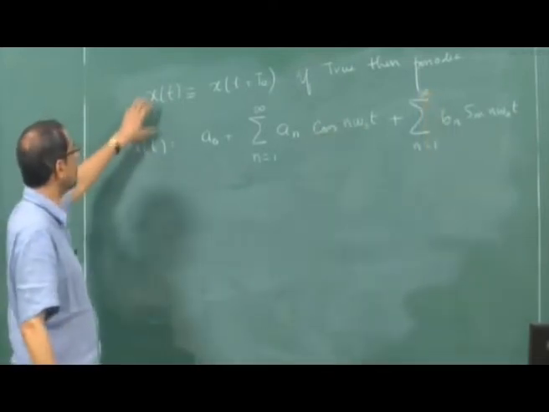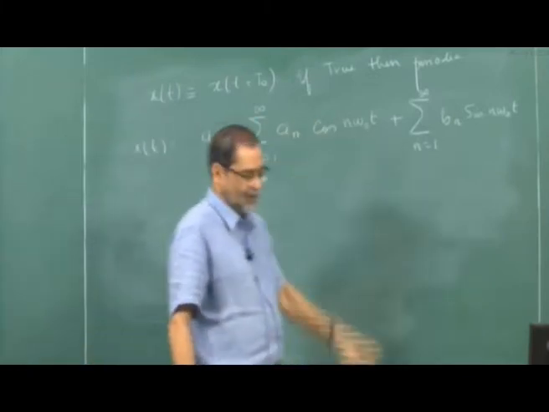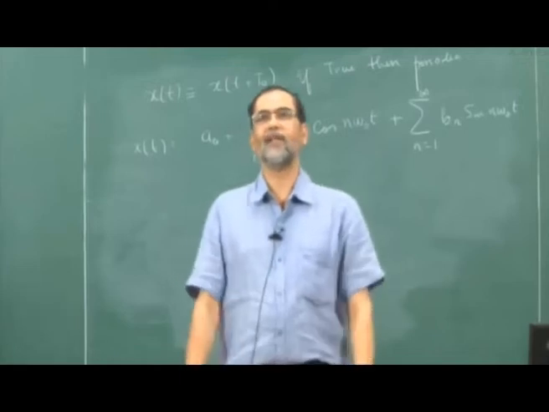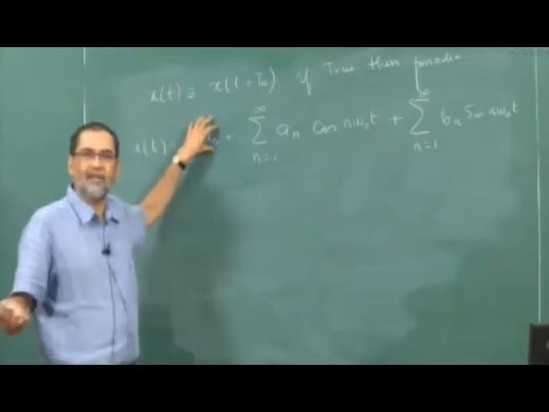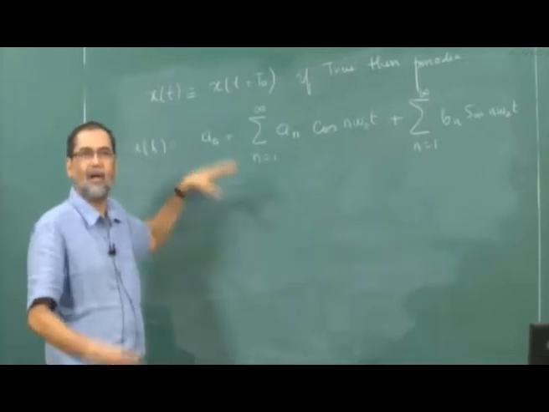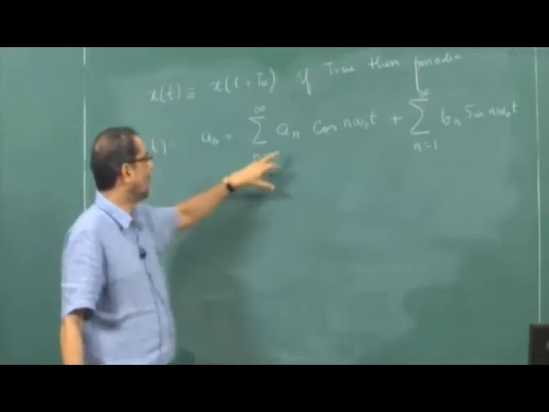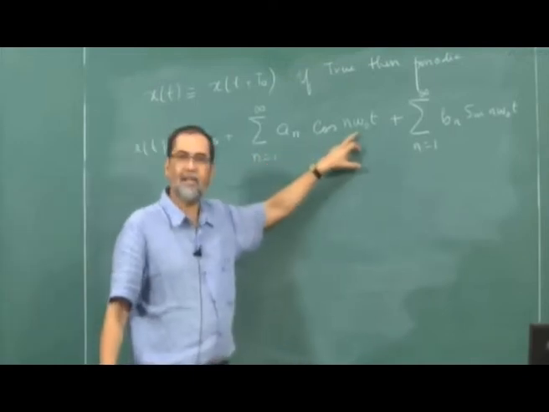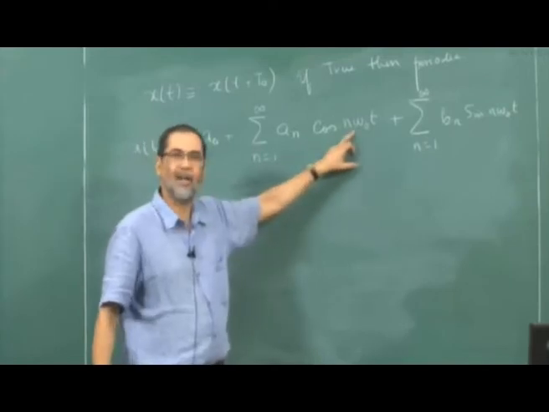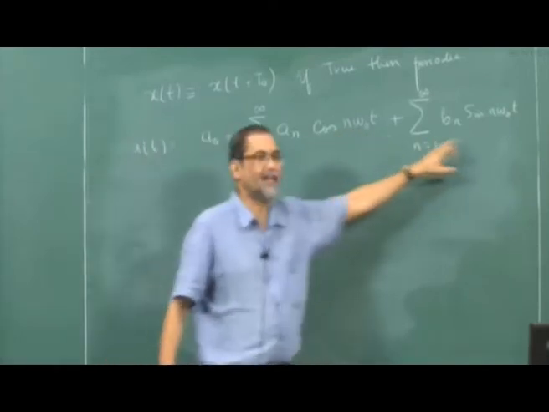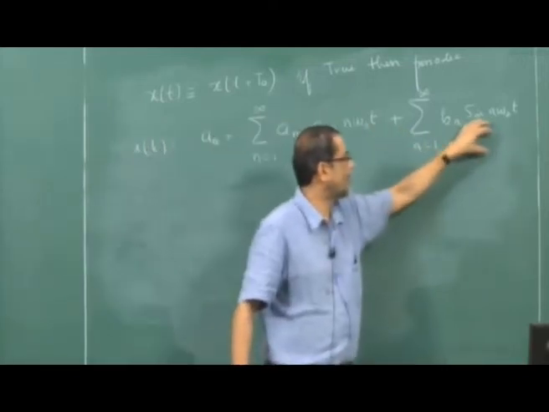We said if x of t is periodic, then x of t can be written in terms of this trigonometric series. A naught is a constant. Somebody asked me a question before, a constant function, so a naught is a constant function here. Then if n is equal to 1, I have the fundamental frequency, n equal to 2, I have the second harmonic, n equal to 3, I have the third harmonic of both cosine and sine, and the amplitude associated with cosine is an, amplitude associated with sine is bn.